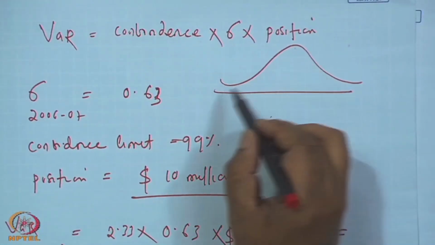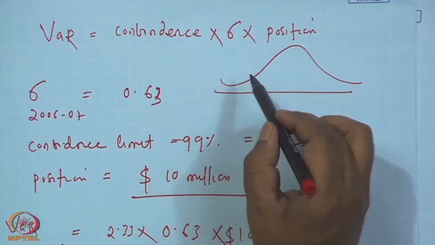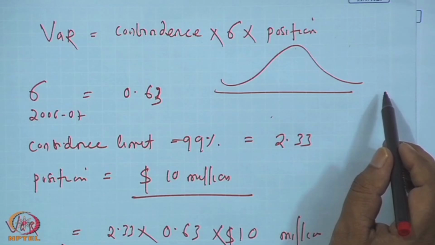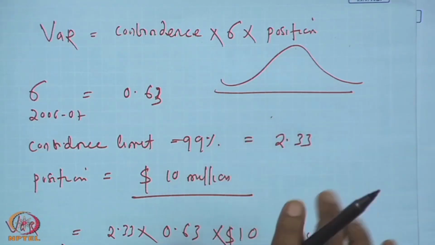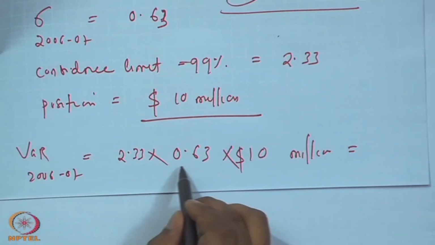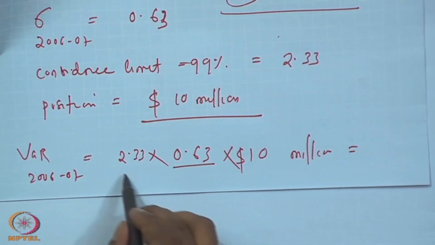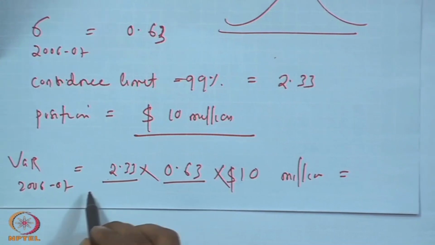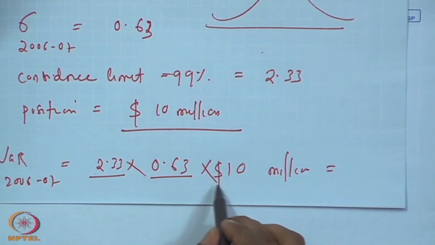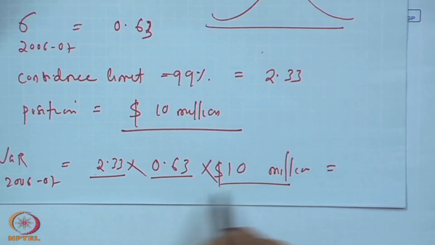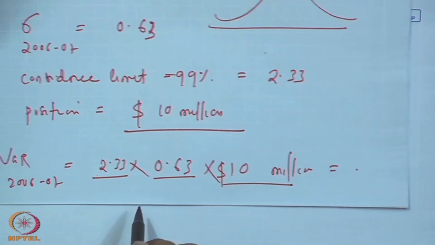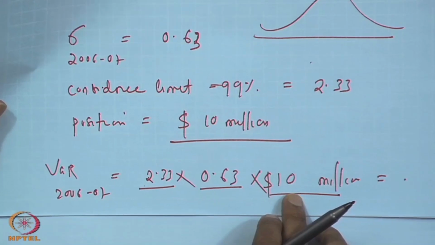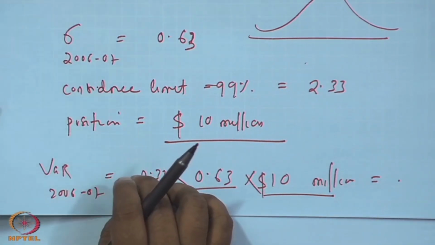So I assume that my risk, the spread or volatility, remains constant over 2006-7, so I put the 2006-7 volatility as 0.63. The confidence level I got from the normal table, 99% confidence, is 2.33, and my position in the market is 10 million. This will give me the maximum loss I can have if I hold a position of 10 million.